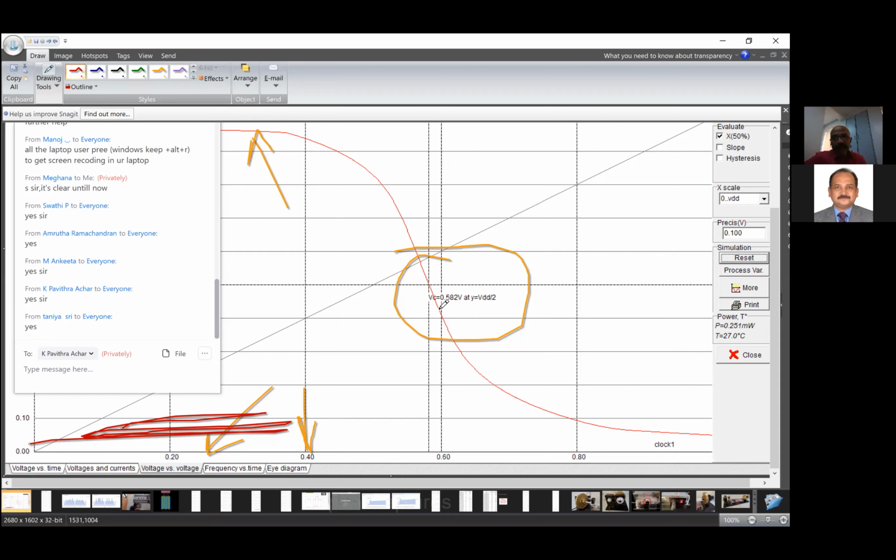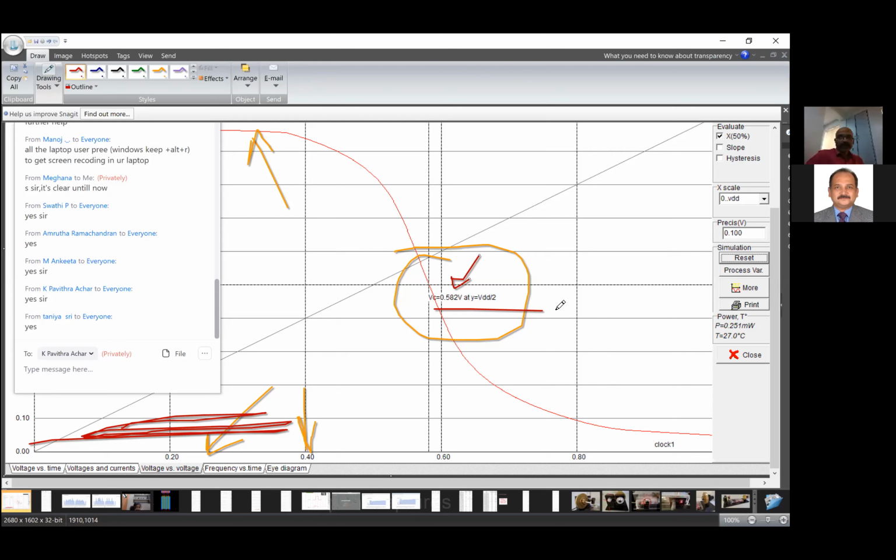As of now, we are working at 1.2 volt. So ideally it should have been 0.6, but it is coming at 0.582. That means it is slightly towards the NMOS side. It's a kind of tug of war, and the NMOS is a little bit stronger. Hence, the NMOS is pulling the quiescent point towards the lower side.